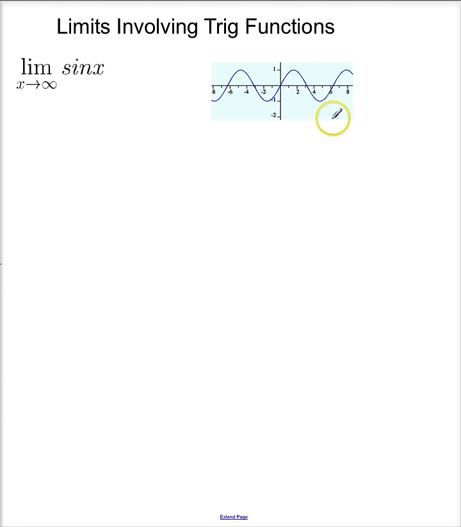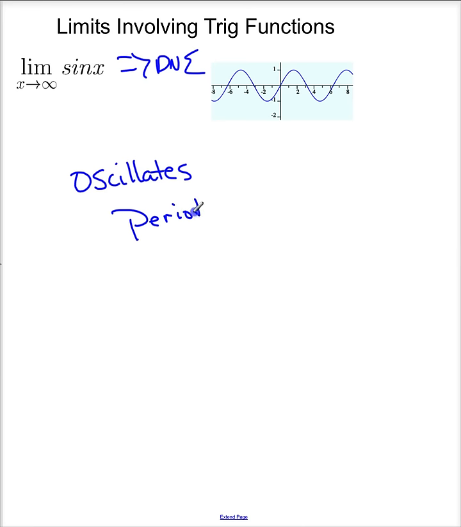Well, it's going to oscillate between -1 and 1. It's never going to converge to a point. So the answer is it does not exist. Move on. Why? Because it oscillates. You can say it oscillates, or you can say it's periodic. I don't care which one you use.